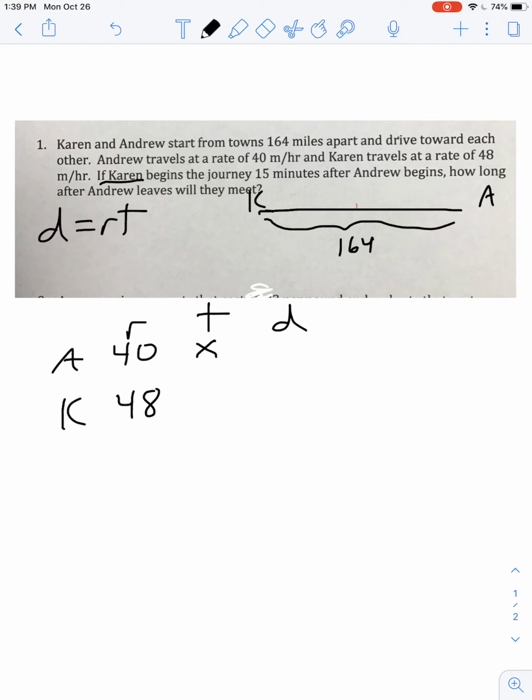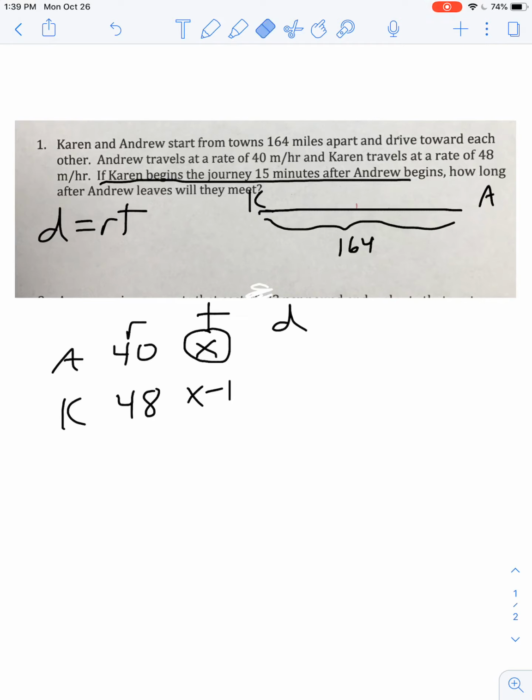It says Karen begins the journey 15 minutes after Andrew. What that means is when they met, however long Andrew was traveling for, Karen traveled for 15 less minutes than that. The biggest mistake students make in this problem is they'll put x minus 15. And that's wrong because this problem is dealing in hours, like miles per hour. So anytime you're doing minutes, you have to change it to how many hours that is. Well, 15 minutes is a quarter of an hour. So it'd be x minus a quarter. So however long Andrew was traveling for, Karen was traveling for a fourth less of an hour than that.